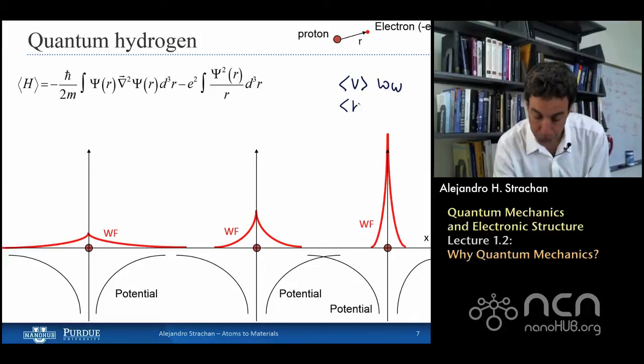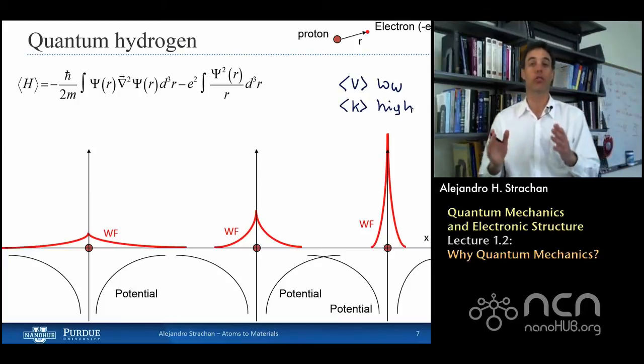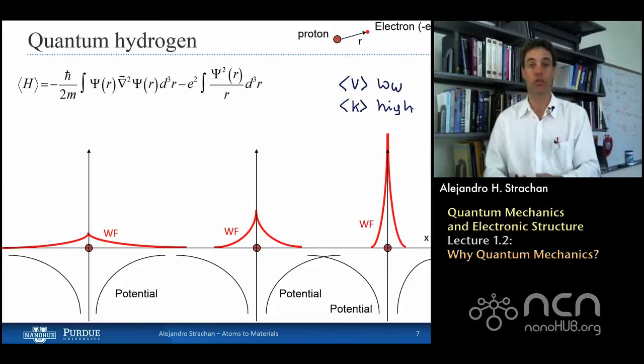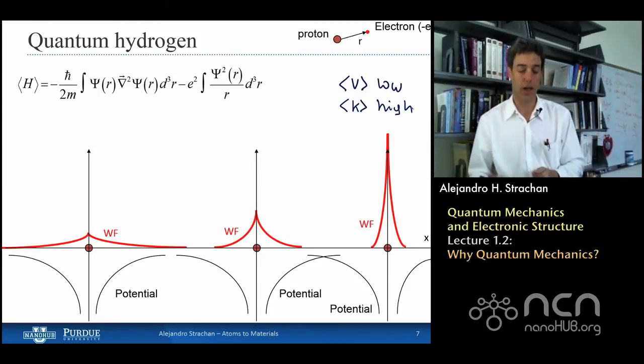However, the kinetic energy is going to be very high, because kinetic energy has to do with gradients of the wave function. And so this wave function will have gigantic gradients. So the kinetic energy is really, really bad.